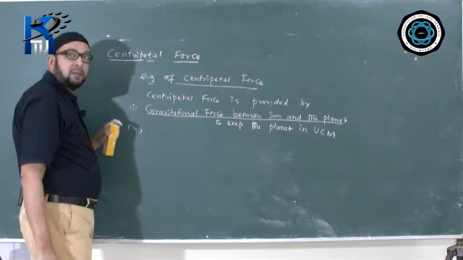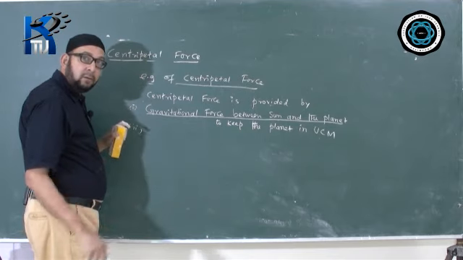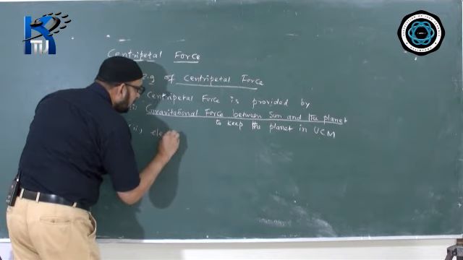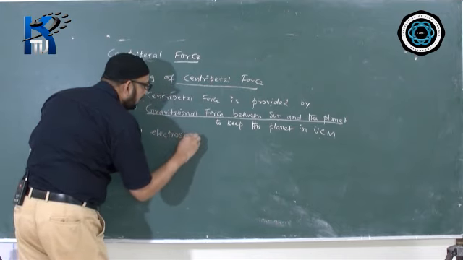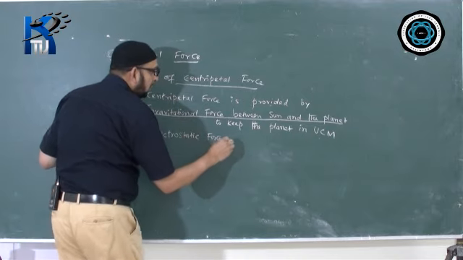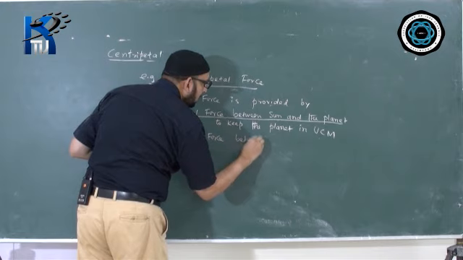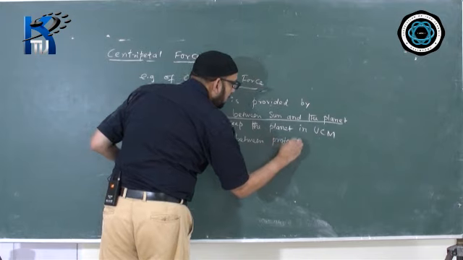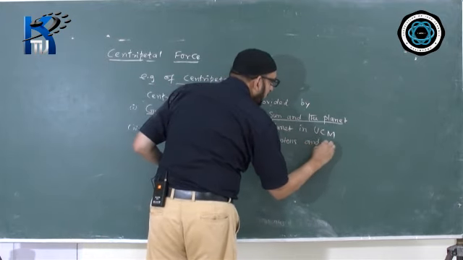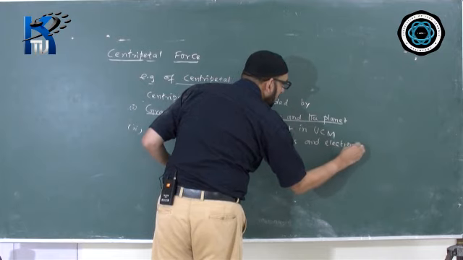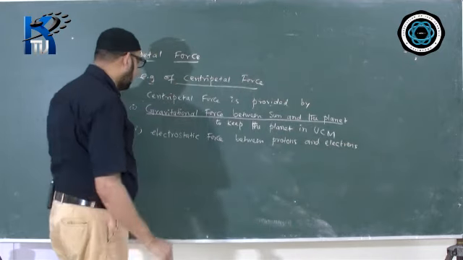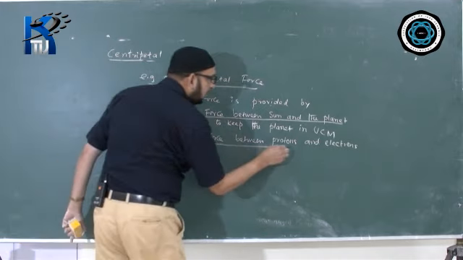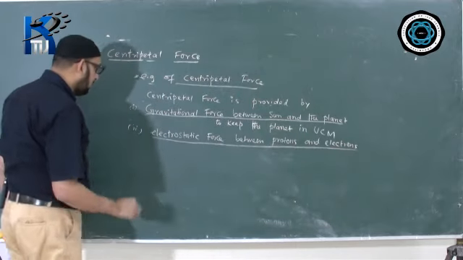Now, second case, electrons are revolving around the nucleus. What provides it? Then we say electrostatic force between protons and electrons provides the necessary centripetal force. This could be the answer. Electrostatic force between the protons and electrons provides the necessary centripetal force.